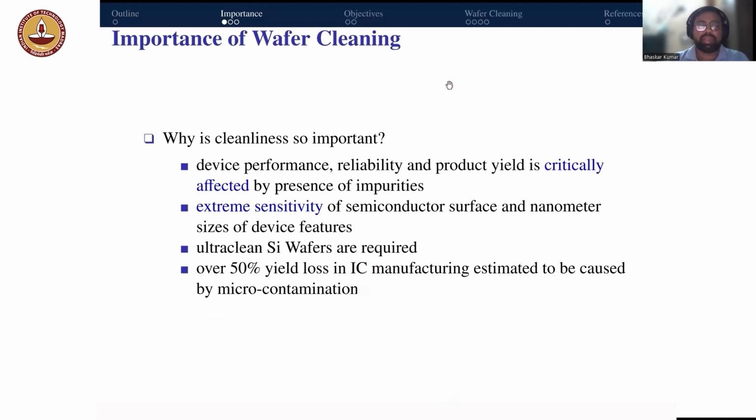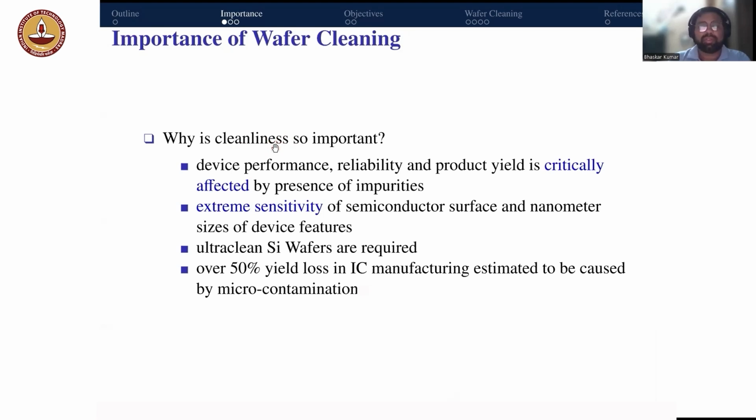So let's move on and start with the importance of wafer cleaning. Now, the question that we ask is, why is cleanliness so important? Why do we give so much amount of time and effort for such a clean environment, such as clean rooms, and such clean silicon wafers?